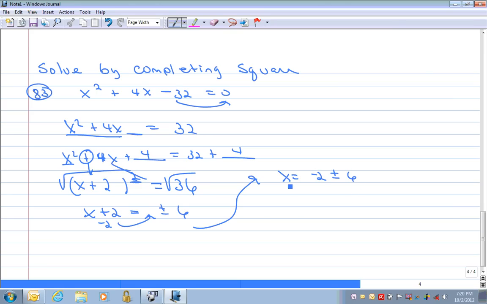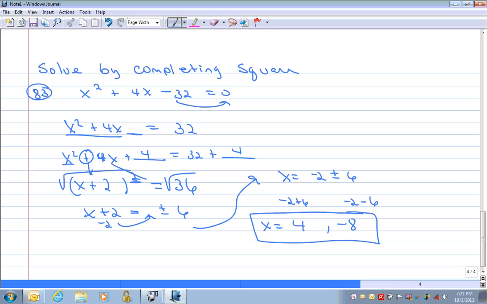That's two answers, and since they're all numbers, let's go ahead and simplify. So you would have negative 2 plus 6, and you would have negative 2 minus 6. Negative 2 plus 6 would give us a 4. Negative 2 minus 6 would give us a negative 8. Therefore, our x values are 4 and negative 8. And those both would solve our original problem.